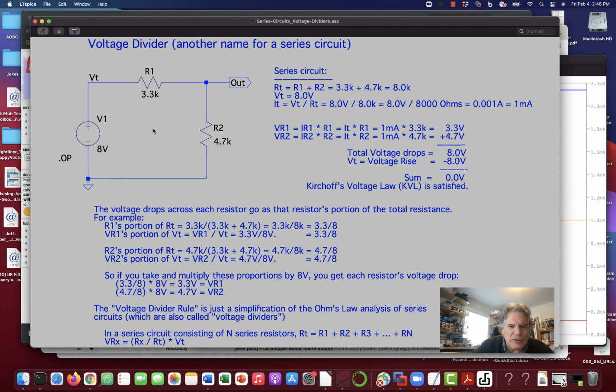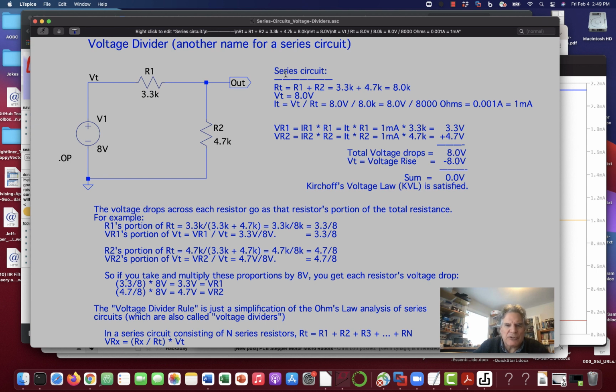But it's the one current that flows, and that current flow will produce a voltage drop across R1 and a voltage drop across R2. And those two voltage drops have to add up to whatever voltage rises we have in the circuit. We only have one voltage rise, it's V1 here, and it's 8 volts. I probably should have called this VT, but I put a note up here and called it VT, so that should do just fine for us.